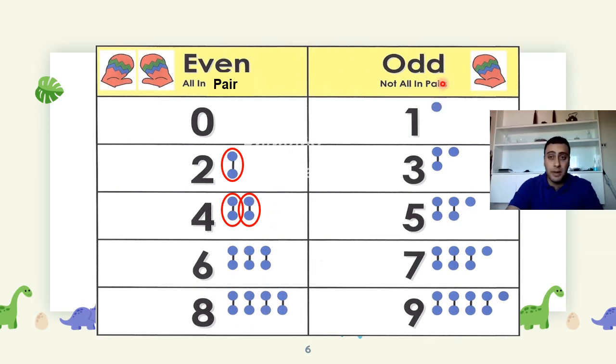Now, odd numbers. They're not in pairs. Like, look at this. One glove is an odd number. Two gloves is a pair, so it's an even number. 1, 3, 5, 7, 9. Now, let's see what's next.